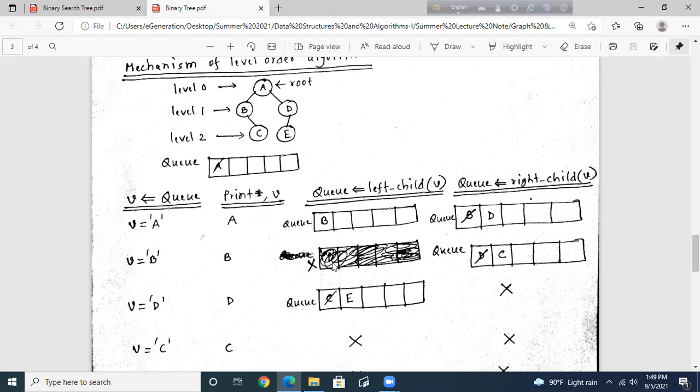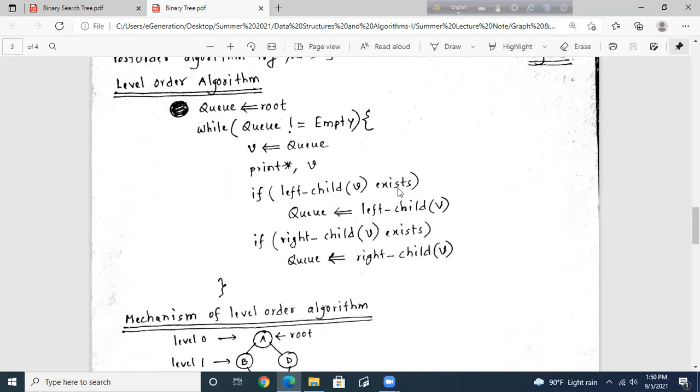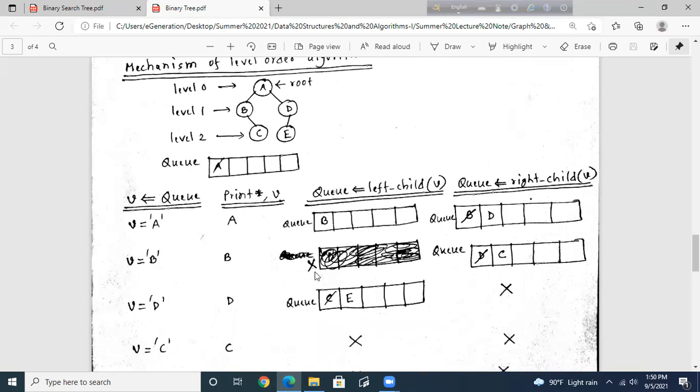So here I have written print B. Now, dear student, this line will not be executed because left of B is not available. There is no left of B. Since there is no left of B, our first if condition is false. Since the first if condition is false, I cannot execute the statement inside the first if. So I have given a cross sign here because B has no left child.